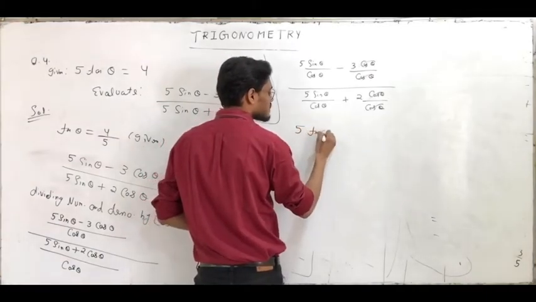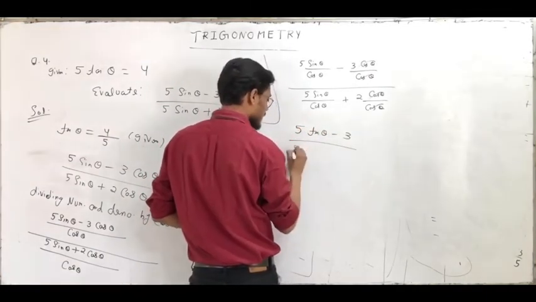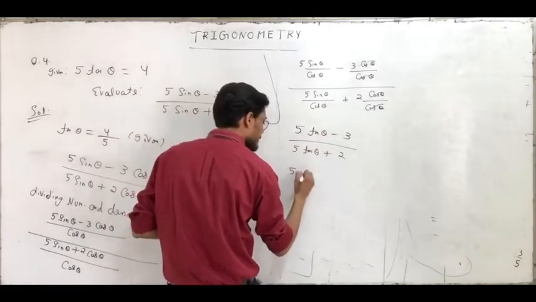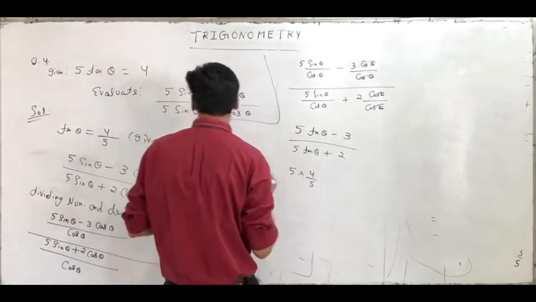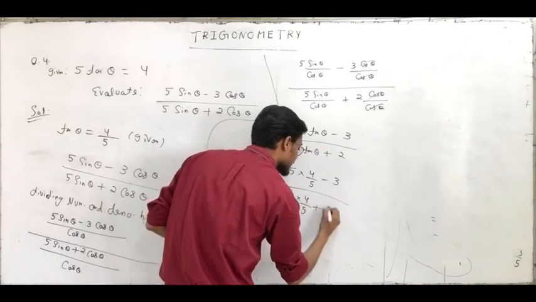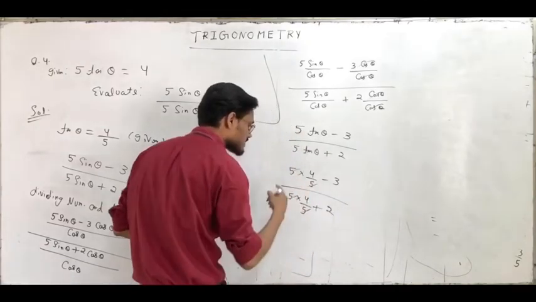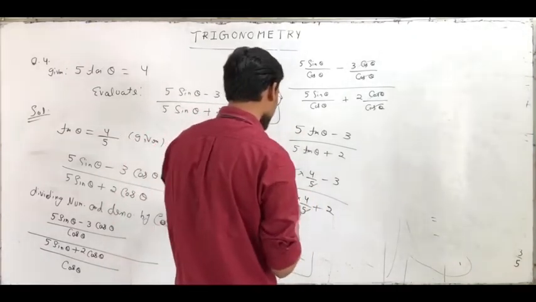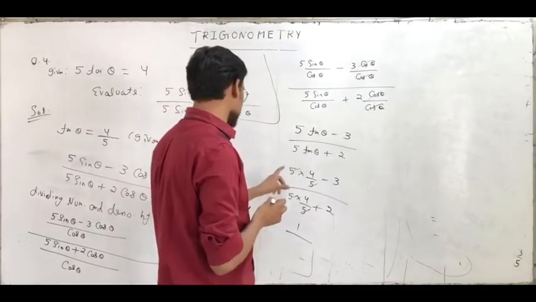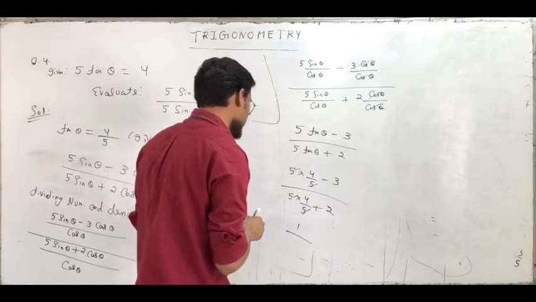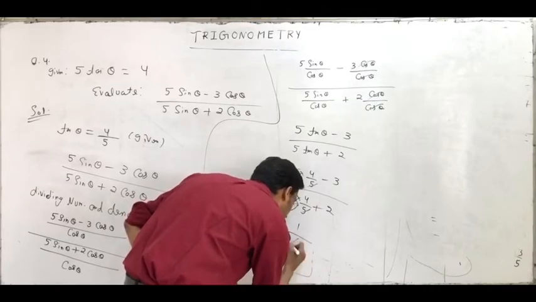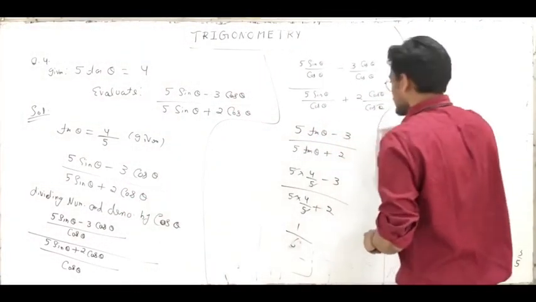So 5 tan theta minus 3 and 5 tan theta plus 2. Just use the value of tan theta. We know tan theta is 4 by 5. So it is like that. 5 cancel out, 5 cancel out. See, 4 minus 3 is 1. If I can just cut, it's 4 minus 3, 1, and 4 plus 2 is 6. So my answer is gonna be 1 by 6.